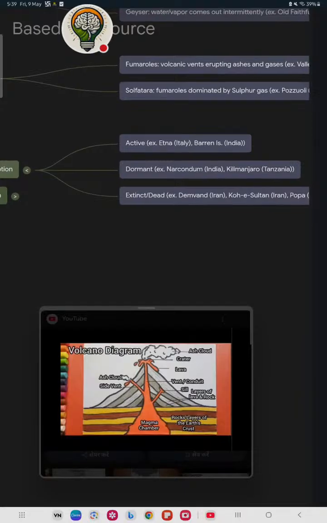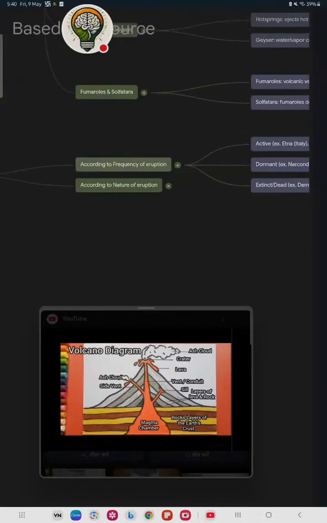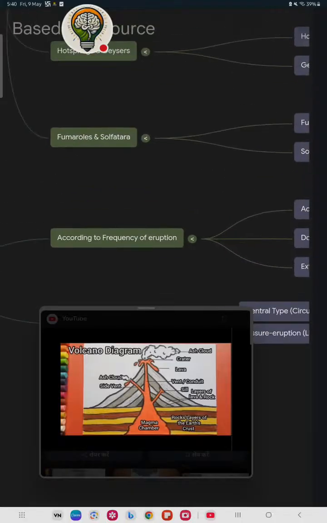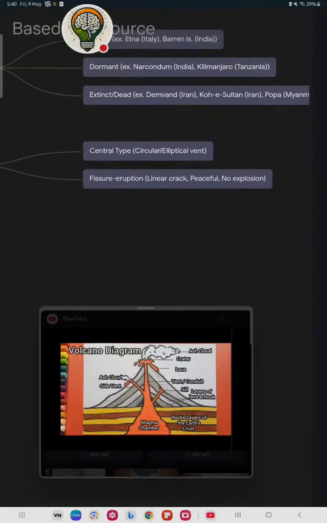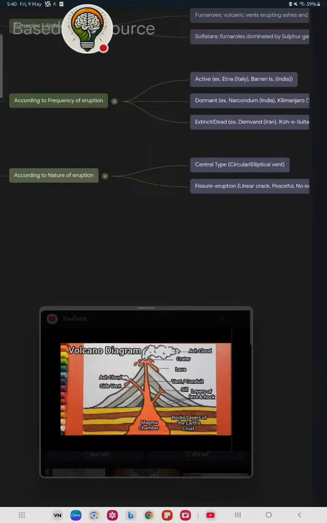Active means it is erupting now, and dormant means that over a period of time it has not erupted but may erupt, and extinct means that over a long period of time it does not erupt. Then according to nature of eruption, a central type means a circular or elliptical vent, and fissure eruption means a linear crack, peaceful and with no explosion.